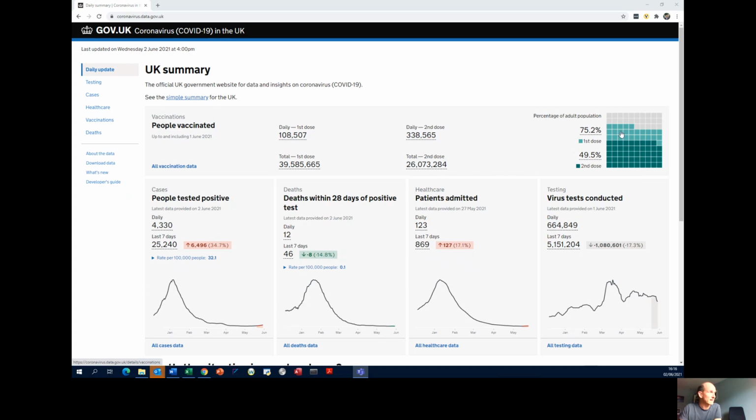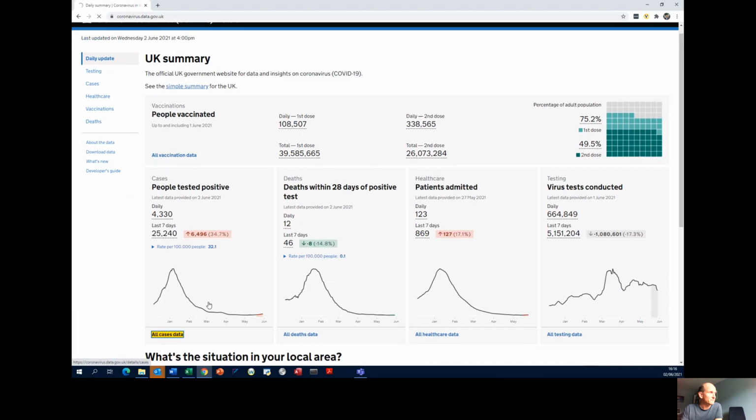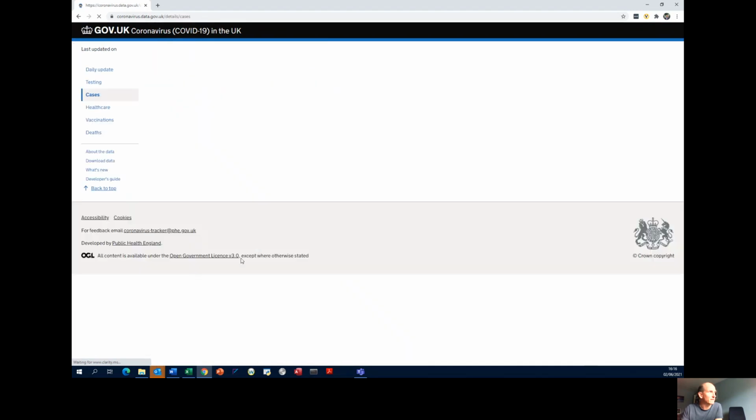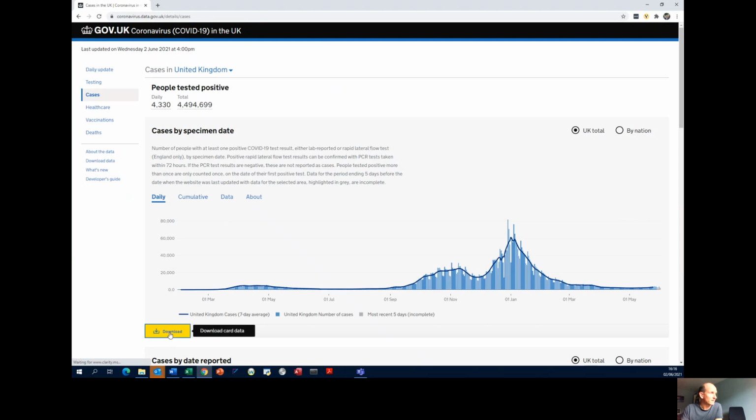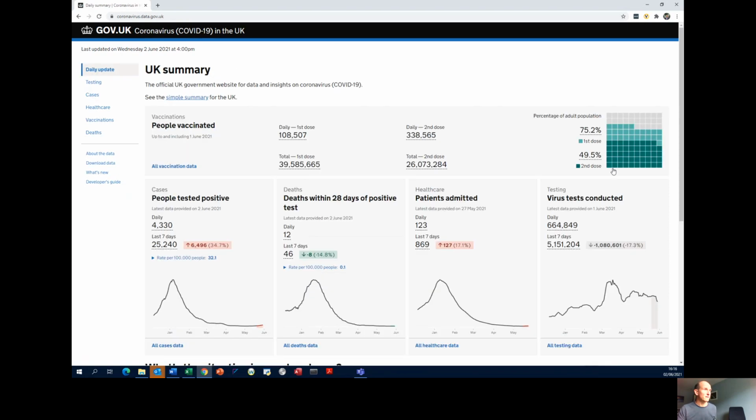And so what I'm going to do today is show you a bit of analysis I've done looking at this data. You can click on any of these to get the information, and then you can download that, so you can get a CSV of all that data. And that's what I've done. I've just gone in and got the various bits of information from that website. I got it a couple of days ago so I could do the analysis.